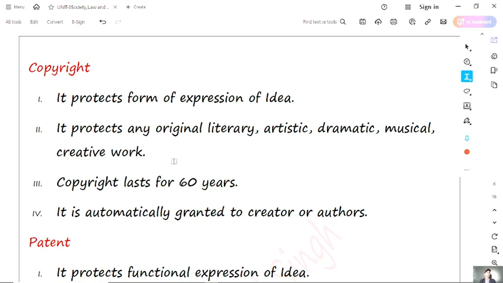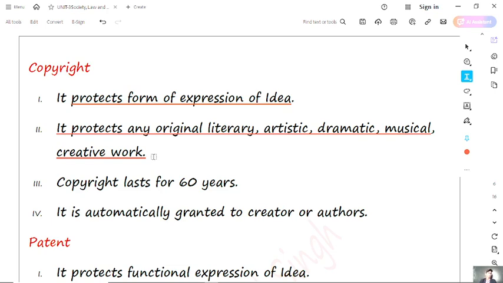First is copyright. It protects the form of expression of an idea. It protects any individual, original literary, artistic, dramatic, musical creative works. Suppose you have created a song, or done any music or art, or you have drawn something.